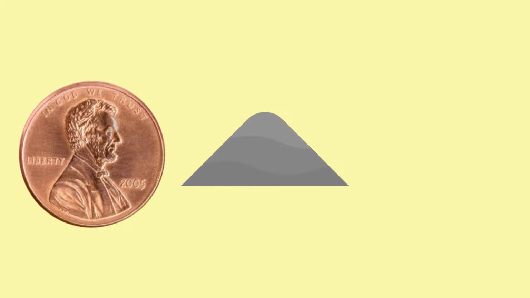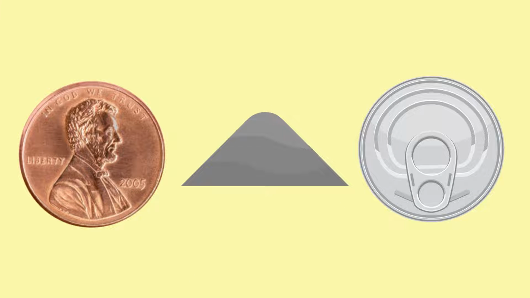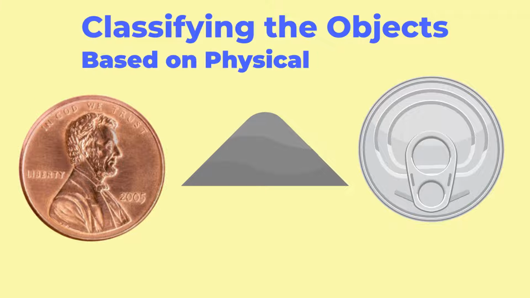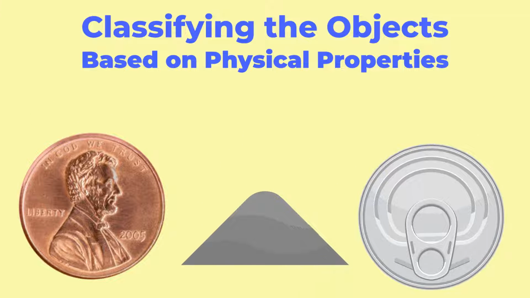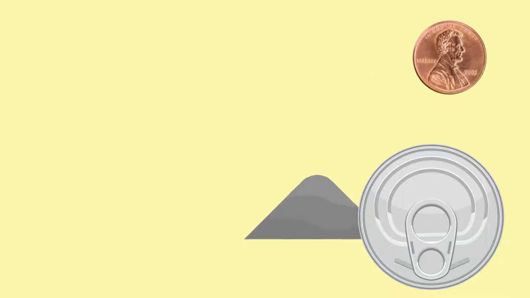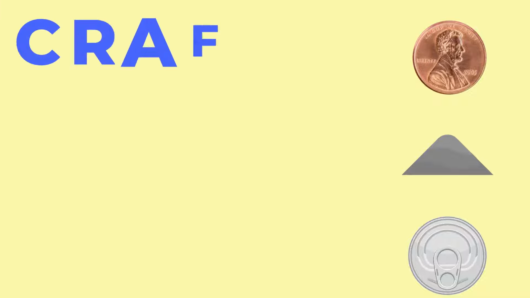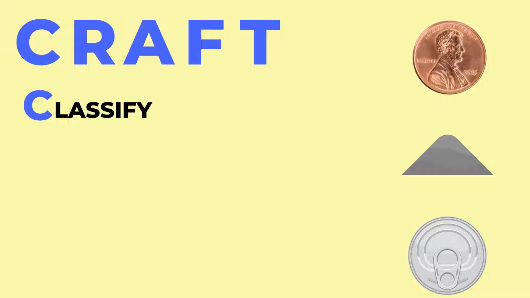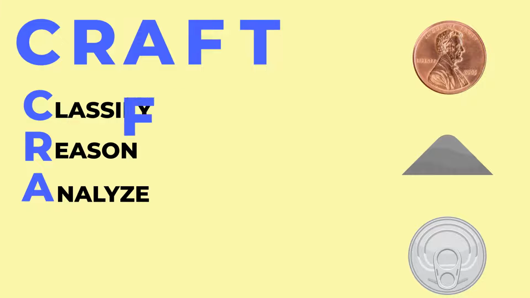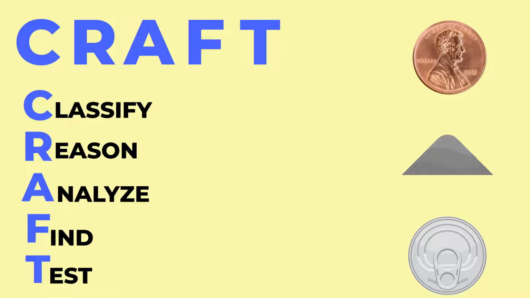In our experiment, students are observing three objects: a copper penny, iron filings, and a tin can lid. Their task is to classify these objects based on physical properties that are common to all of them. To systematically approach this problem, we're introducing the CRAFT method: classify, reason, analyze, find, and test. Here's how we apply it.